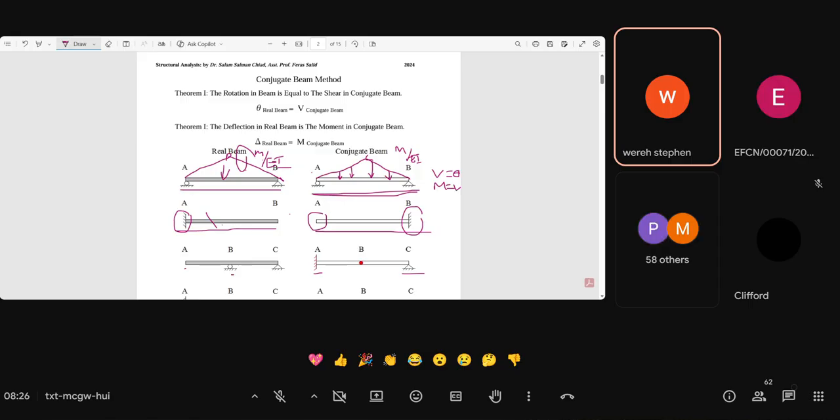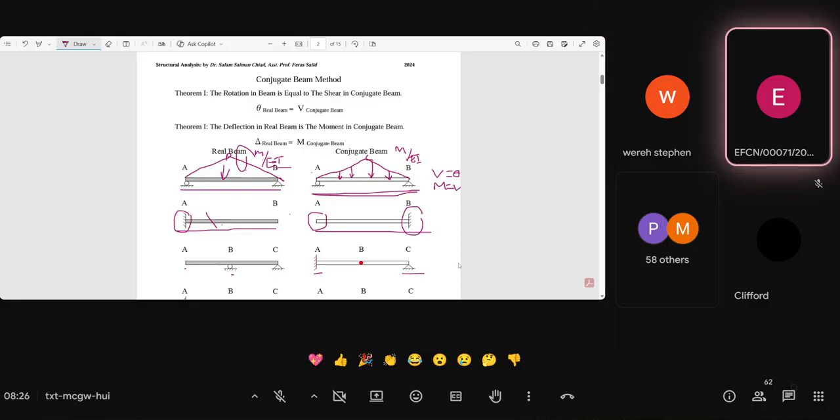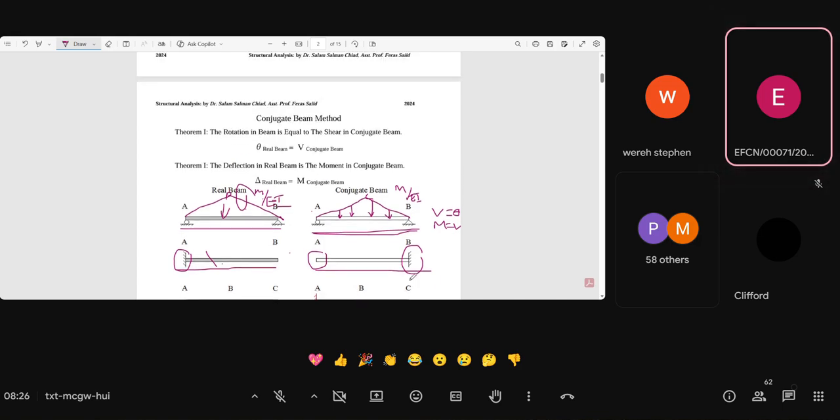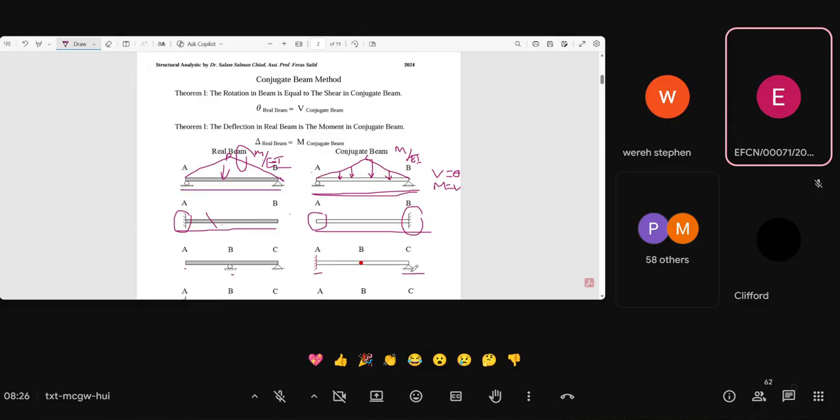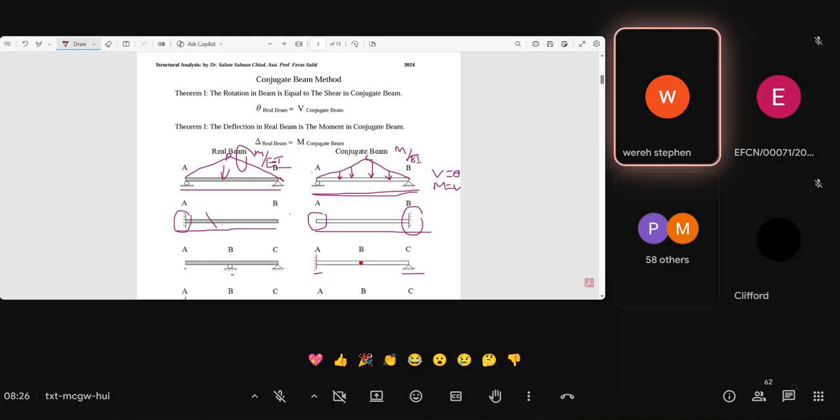Yes, thank you. My question is, is there an explanation why we are using theta to find the value of shear, and for the moment we are using deflection? Is there an explanation why we are using that?